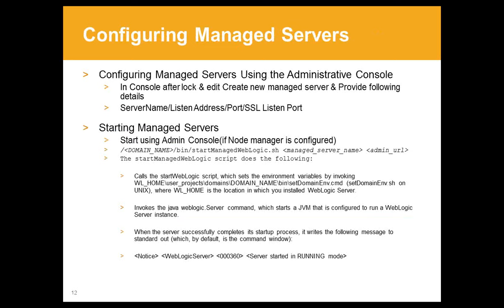So how can we configure a managed server using the admin console? In the console, after lock and edit, you need to create a new managed server and provide the following details: the server name, whatever name you want to provide; the listen address, which is usually the local address you have; and whatever port you want to use for normal operations. You can also provide the SSL listen port if you want to set up security.